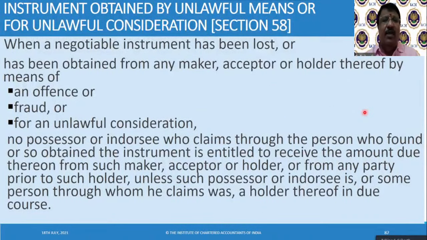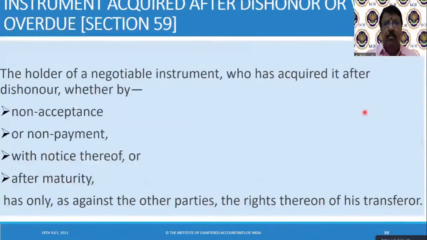Suppose, we already saw Section 58, where it is obtained by fraud or offense, etc., a holder who has knowledge of the defect cannot claim. But a holder in due course who has received it for consideration and without knowledge can claim. Okay.